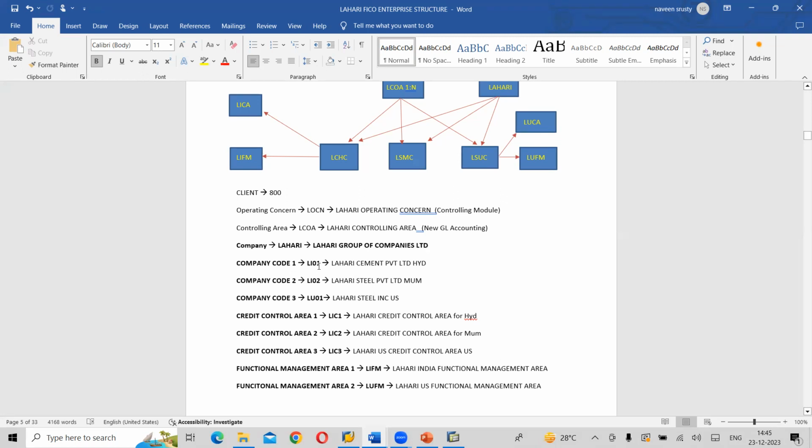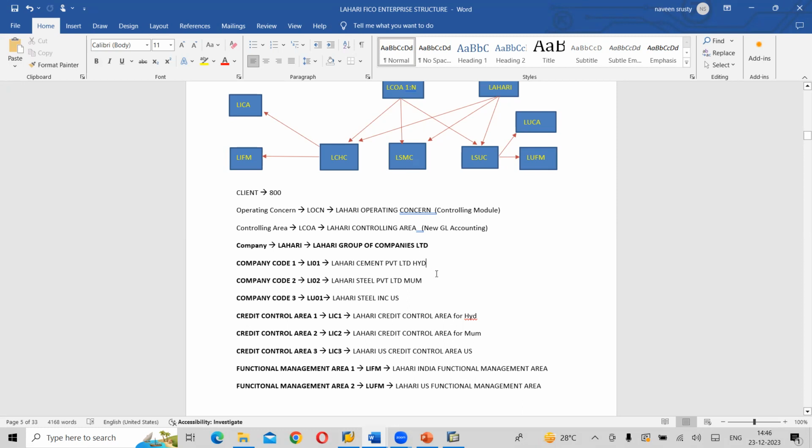You can give anything. And again, I'm saying if you are using my server, then don't give the same names, as it will not allow us. Hope you got my point. Give other names; check whatever companies are created in the server and use different ones, so that you won't face any issues and other students will not have any issues either. So LI01, first company code 1, is Lahari Cement Private Limited, which is in Hyderabad.